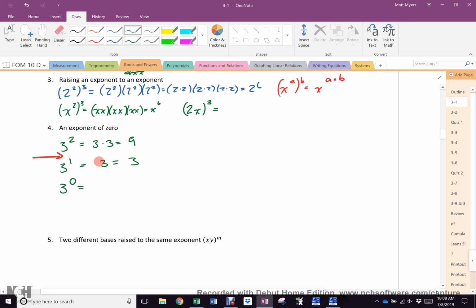I can't write anything in the middle here, can I? Because 3 isn't being written at all. But logically, if I divided by 3, what am I going to do here? Divide by 3. What is 3 divided by 3? 1. That is why the exponent of 0 is 1.